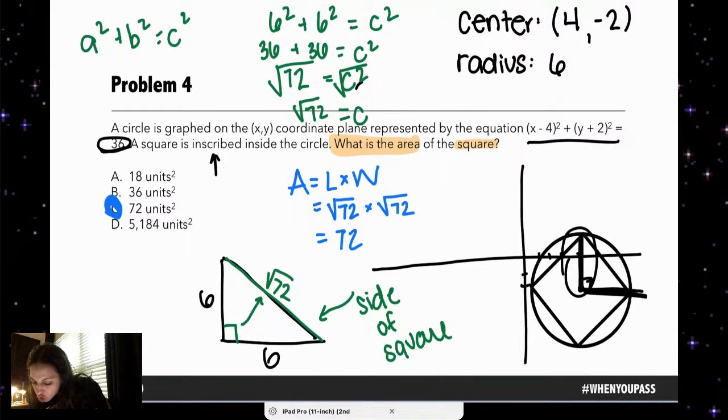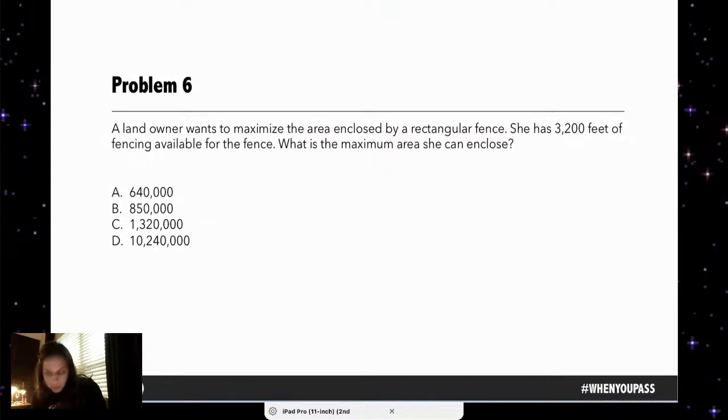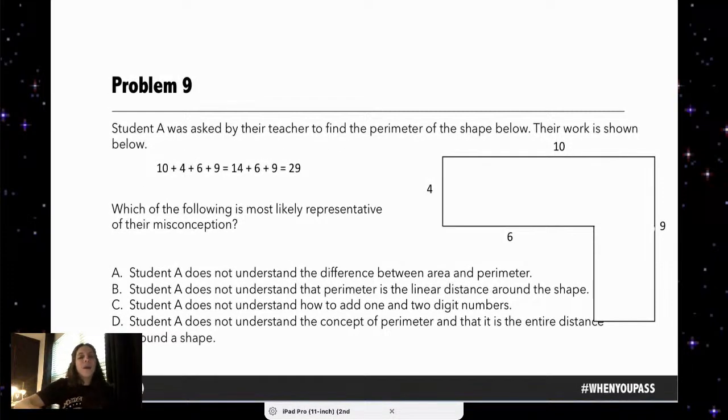All right, let's do one more problem, and then I'm going to turn it back over to Dr. A for a special surprise. Let's do a student error problem. Student A was asked by their teacher to find the perimeter of the shape below. Their work is shown below. Student error problems are always problems that I get special requests for. So, which of the following is most likely representative of their misconception?